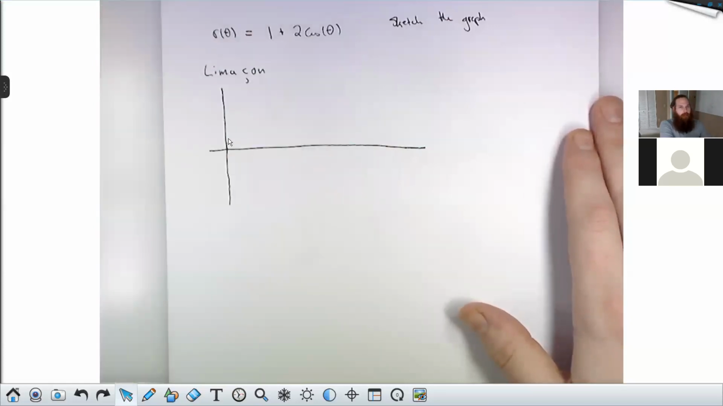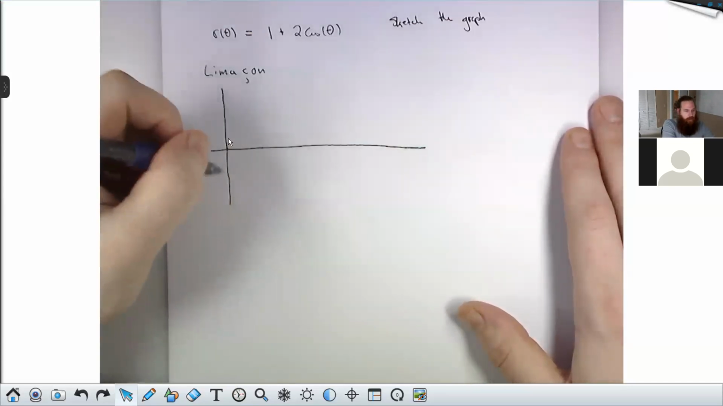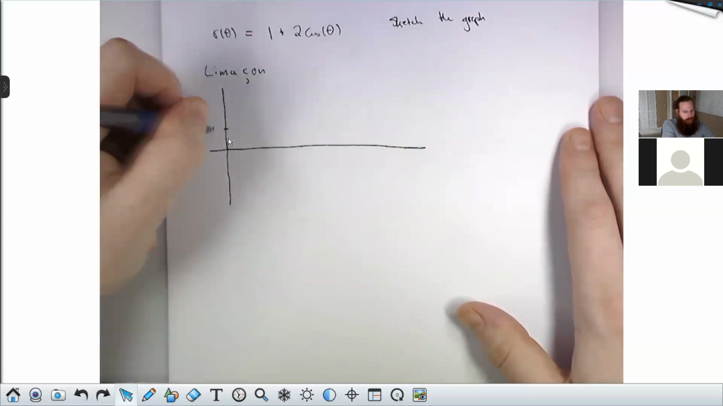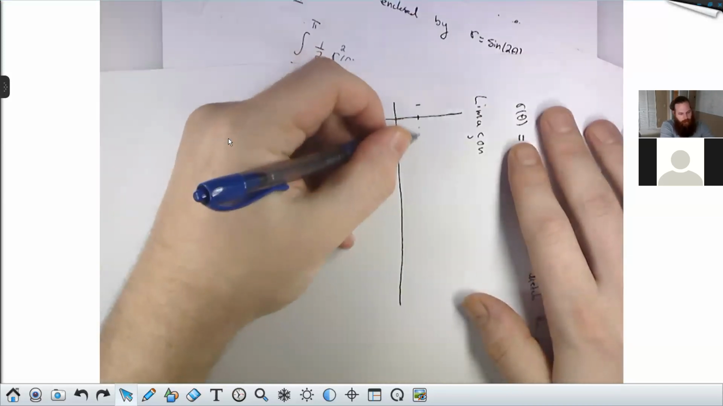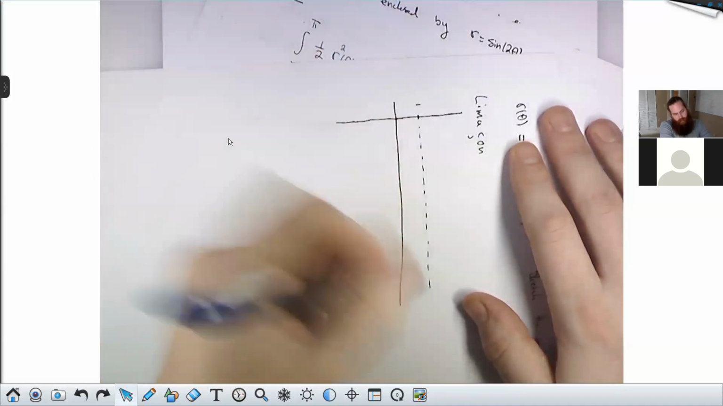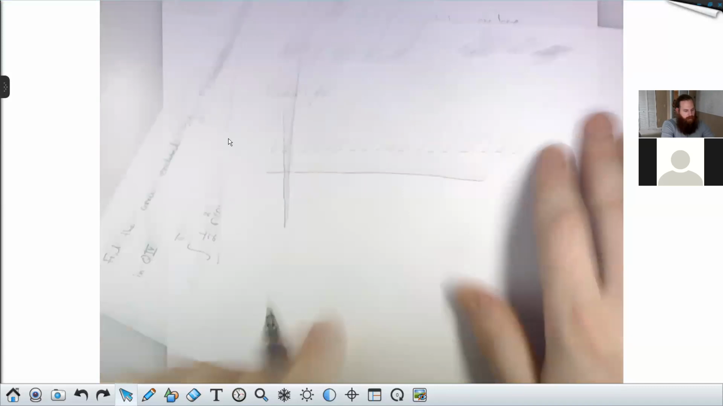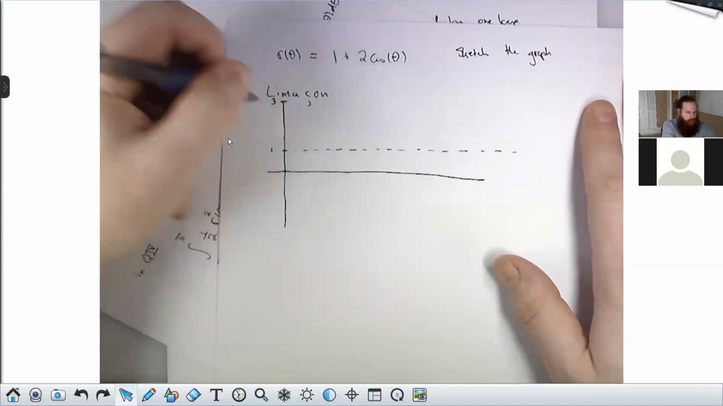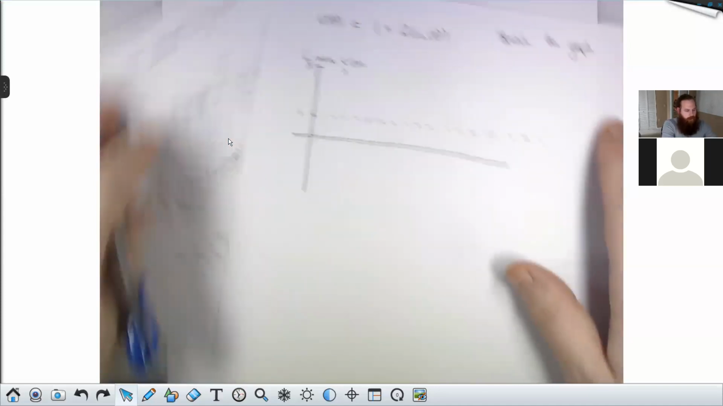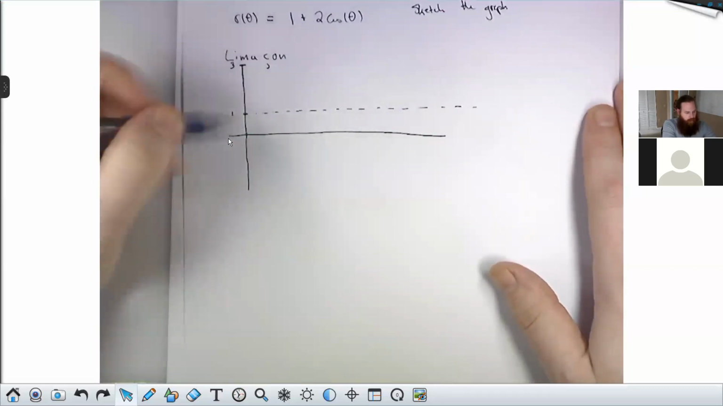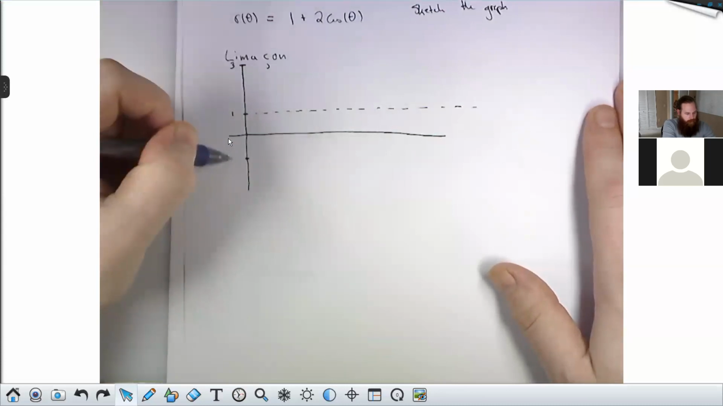Cool. All right, so if I want to graph 1 plus 2 cos theta, I know that's a cosine wave of amplitude 2 that's been bumped up by 1. So I'll call this 1, and I'll draw in my equilibrium line to help me out. We're going to go up as high as 3, and we're going to go down as far as -1, right? Because my amplitude here is 2. So we go down 1, 2, and we get down to -1.